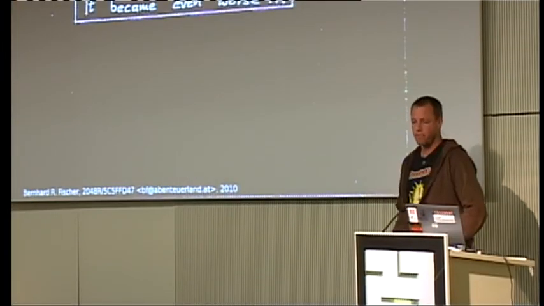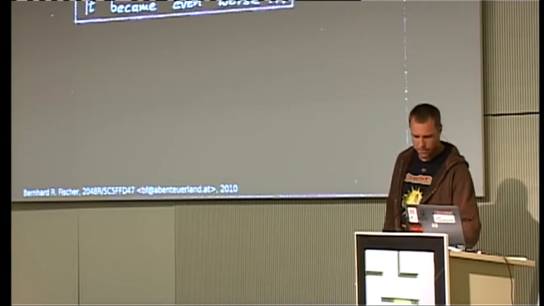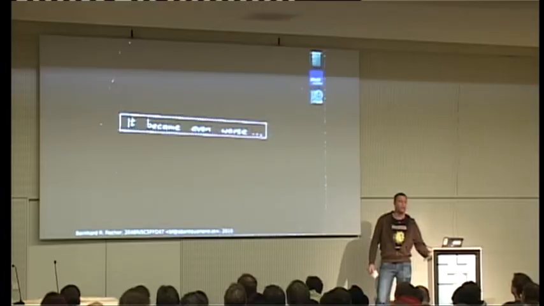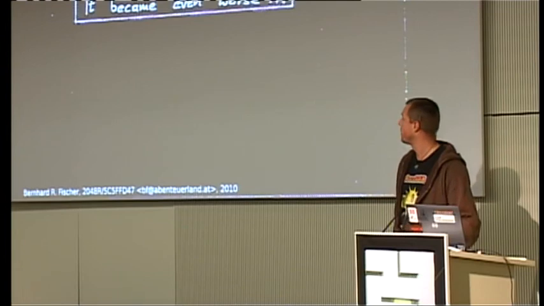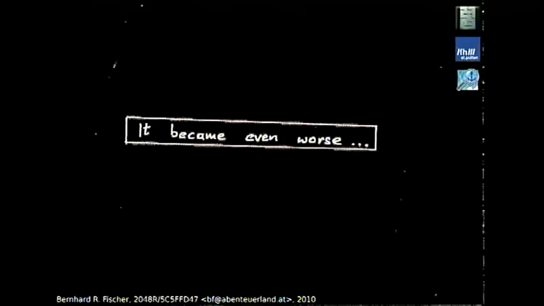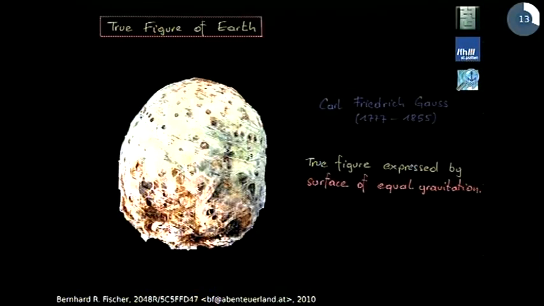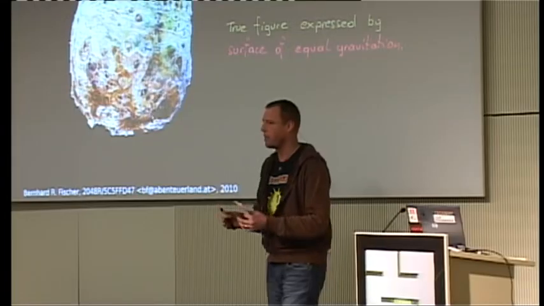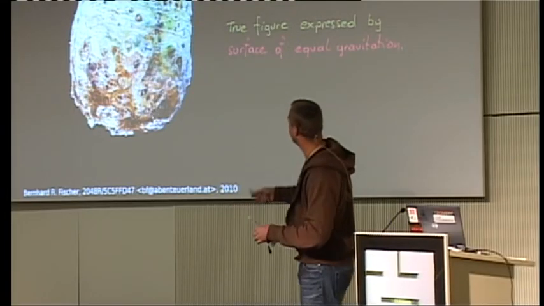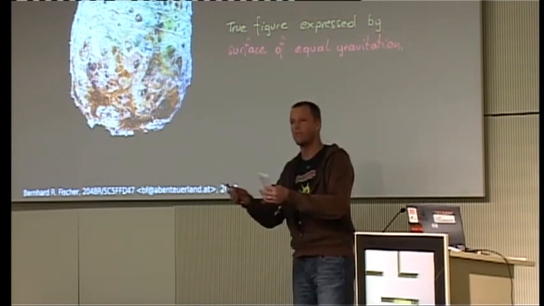But it became worse. There was another very famous guy, a German mathematician called Friedrich Gauss, and he suggested that it is not an ellipsoid of revolution. It's something like this, okay? He said, no, it is actually not a mathematical object. It is something like this celeriac here. It's a picture of a potato or something like that.